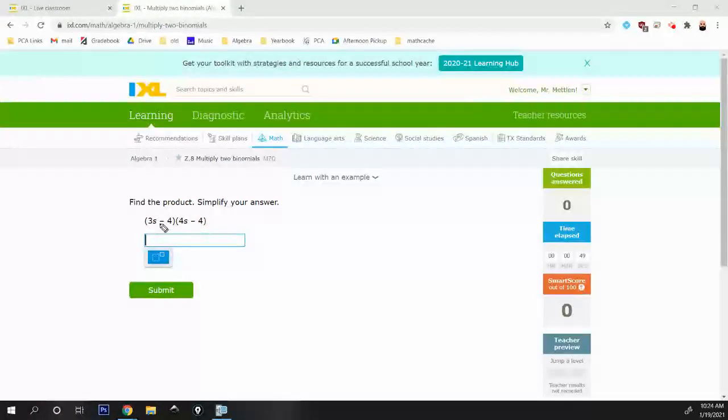We start with this first parentheses. We take the very first term in there. So 3s is my first term. We're going to multiply it by the first term in the second set of parentheses. So I'm going to multiply 3s times 4s. Well, 3 times 4 is going to be 12, and s times s is going to be s squared. All right, so there's my first term, 12s squared.